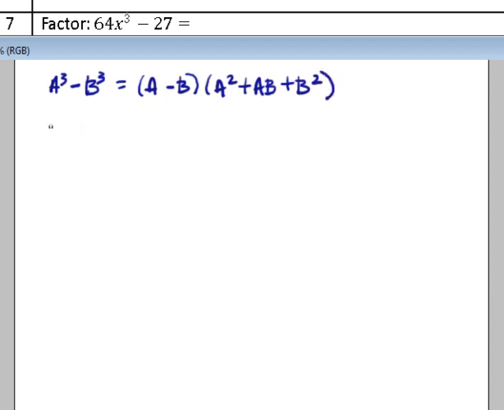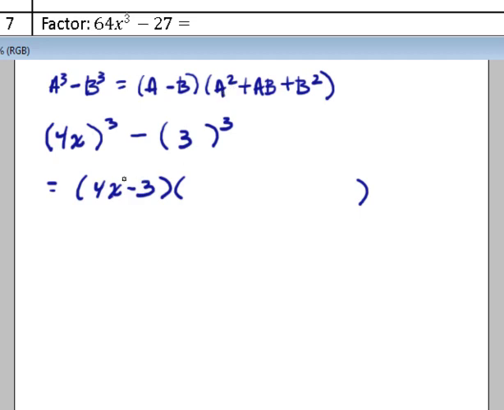So in our case, let's rewrite as a difference of two cubes. We have 4x minus 3 cubed. So this is our a and this is our b. Let's put down our two sets of parentheses: a minus b, that's 4x minus 3.